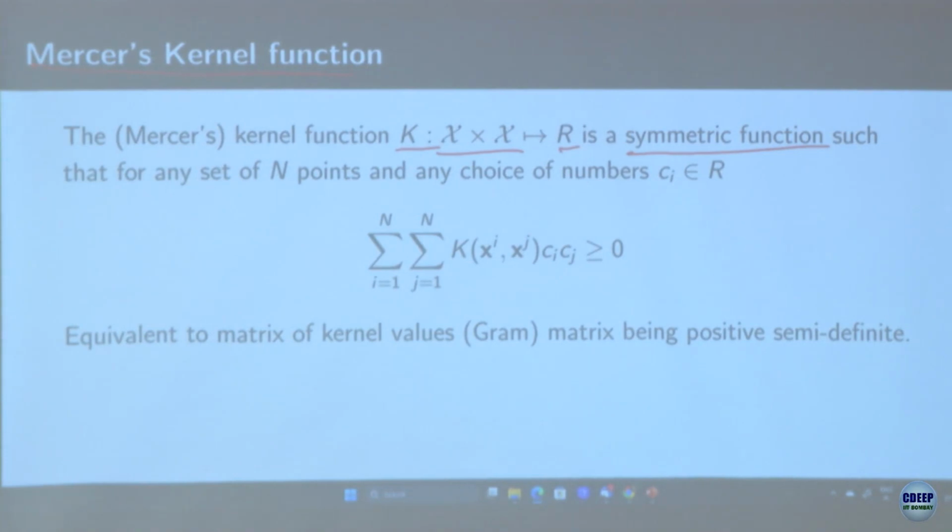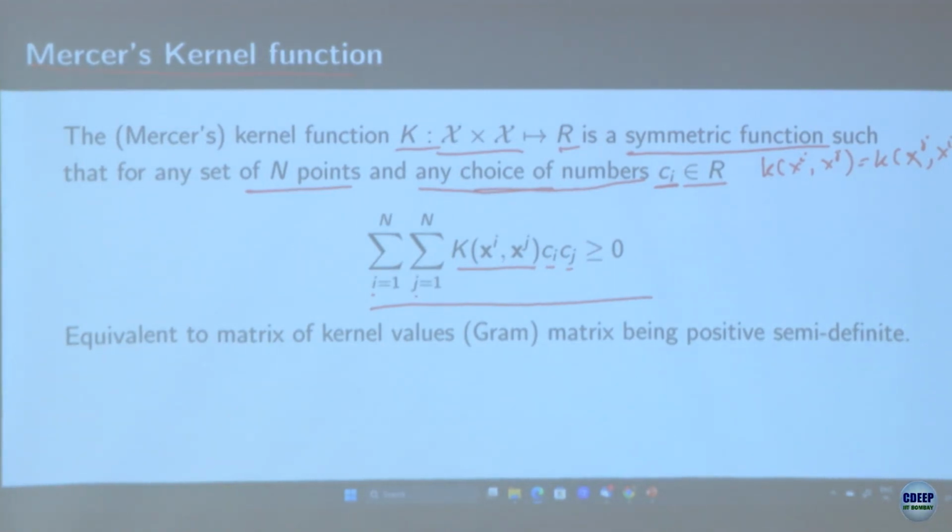But for SVMs, we require the kernel function to be symmetric, which means that the kernel between xi, xj is equal to the kernel between xj, xi. And for any set of n points in the training data, and for any choice of real values ci, which you can think of as weights assigned to different kernels, this property has to hold: the sum over all pairs of the kernel value multiplied by these weights has to be greater than or equal to 0.